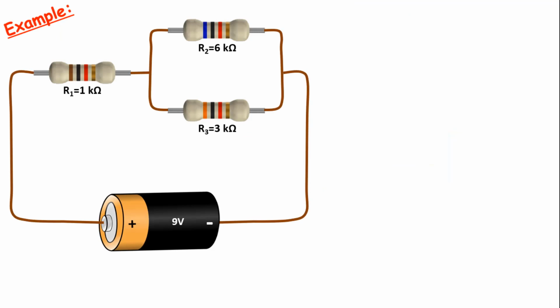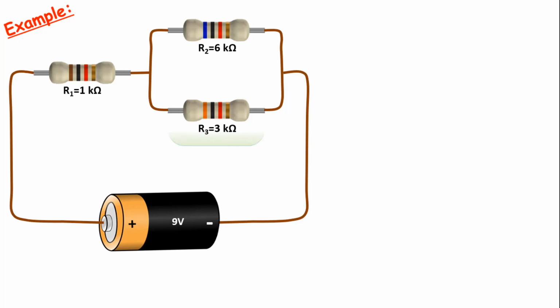In this circuit consisting of resistors R1, R2, and R3 connected to a 9-volt source, let's try to find the current value through each resistor and the voltage values across the resistors. First of all, the first thing we need to do here is to find the equivalent resistance. Of course, there are different solution methods, but I will do it this way.